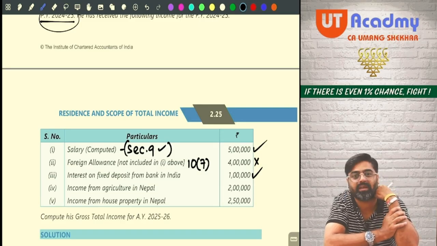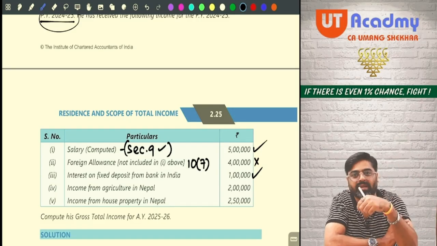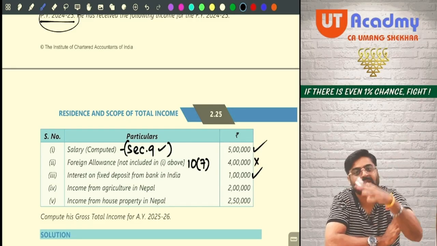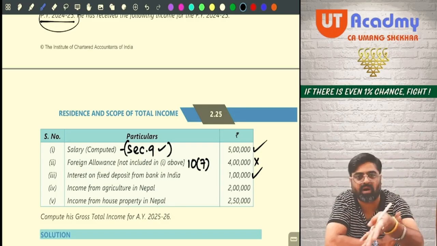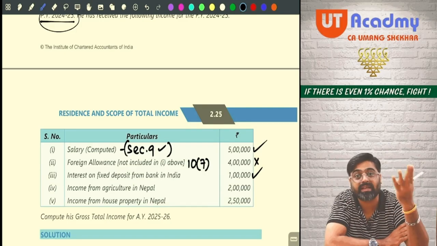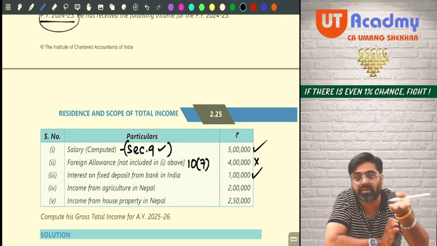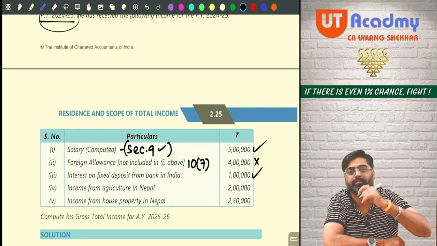Only if it is received in India. Is it received in India? No. So income is accrued outside India. Nothing mentioned, received outside India. So even if it is taxable, it will not be taxable for David, because the status is non-resident, and for non-resident, this foreign income is not taxable in India.